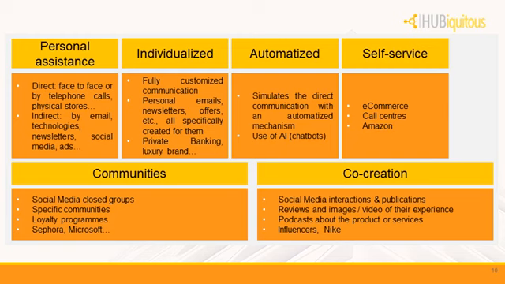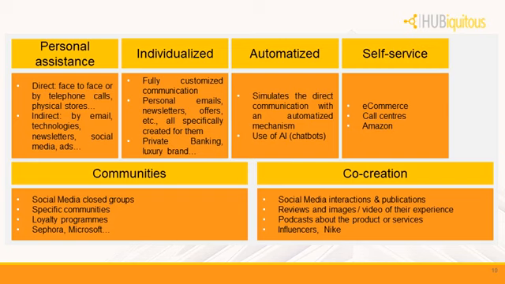Some examples of this kind of relationship are private banking. If you go to private banking because you have a huge amount of money, the people that work at the bank are going to give you special attention, and you are going to feel like you are the only customer of the bank. And also luxury brands, as I've said, Louis Vuitton or Loewe, and so on. Okay. The automatized customer relationship, as I said, simulates the direct communication with an automated mechanism.